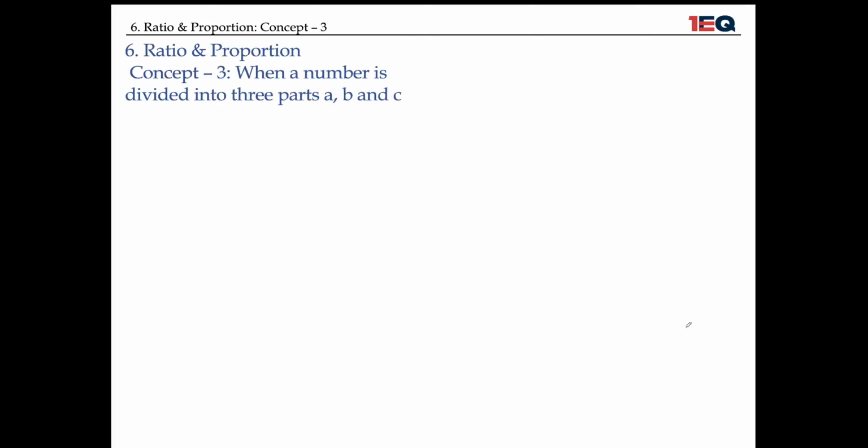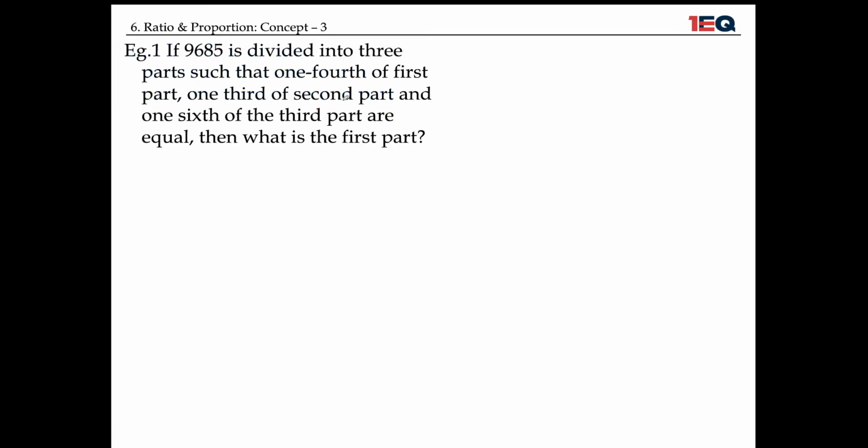Moving on, there can be times when a number is divided into multiple parts. We've already seen that in the first or the second question. Now we'll be seeing it in three parts in the upcoming question. Okay, now see this. If 9685 is divided into three parts such that 1/4 of the first part, 1/3 of the second part, and 1/6 of the third part are equal, then what is the first part?